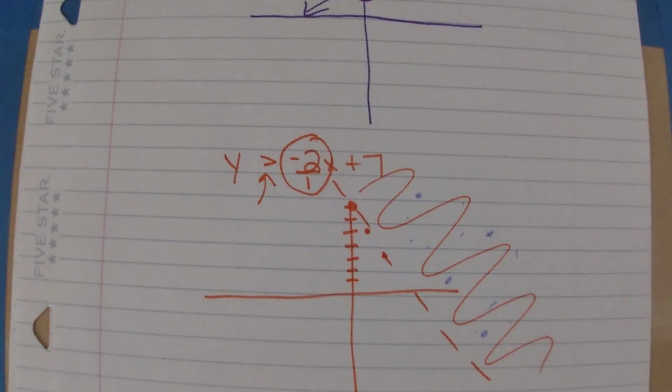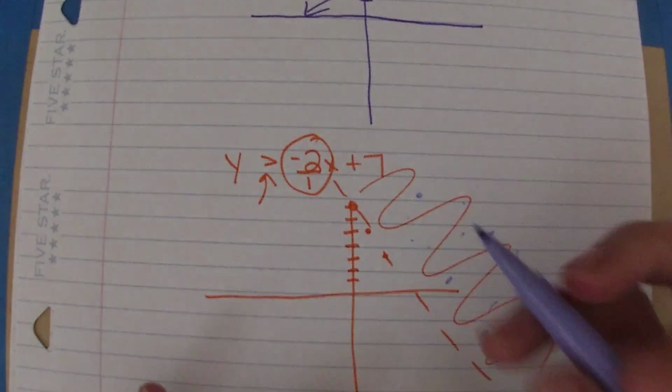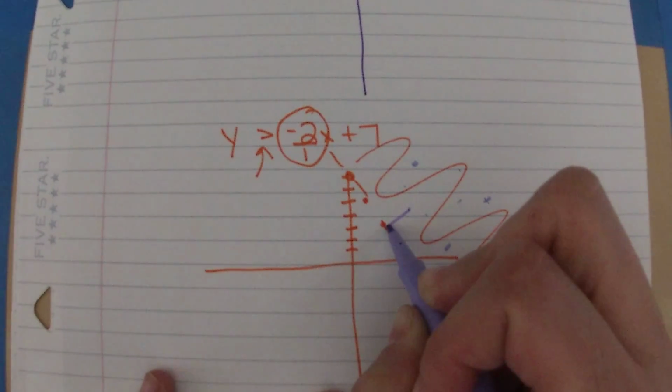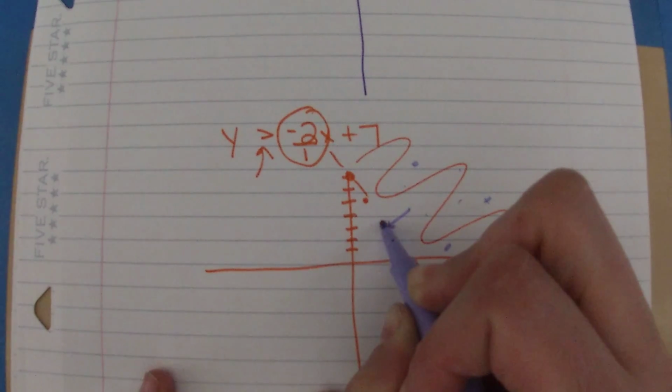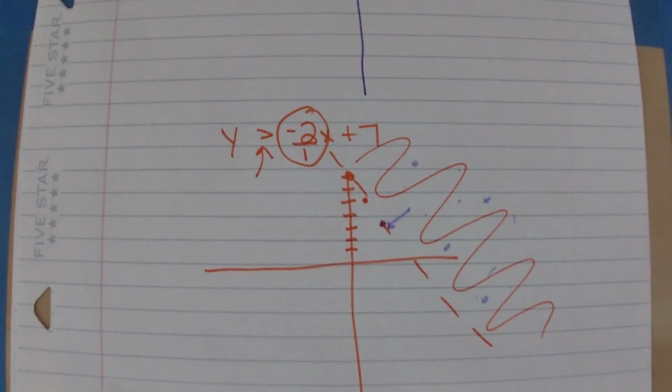Okay, and then remember that dashed line isn't actually there. So we can get as close to this line as we want, but anything that's actually on the line is not a solution when it's dashed. If that line was solid, it would be a solution, but because it's dashed, it is not a solution.